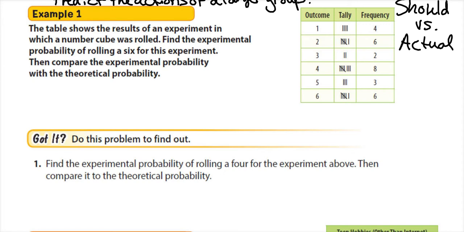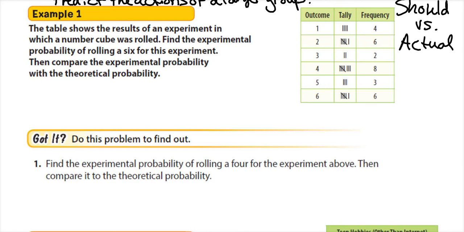All right, let's take a look at number one here. It says the table shows the results of an experiment in which a number cube was rolled. Find the experimental probability of rolling a 6 for this experiment. Then compare the experimental probability with the theoretical probability. All right. So first thing is to find the experimental probability.